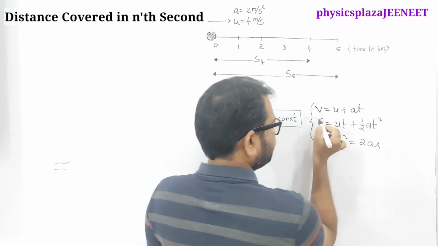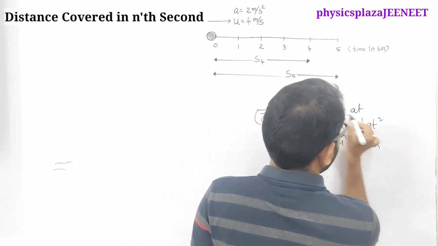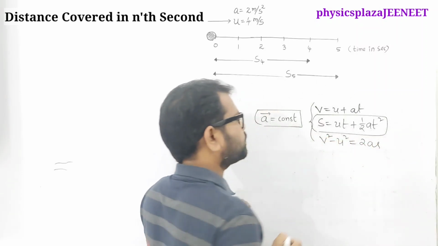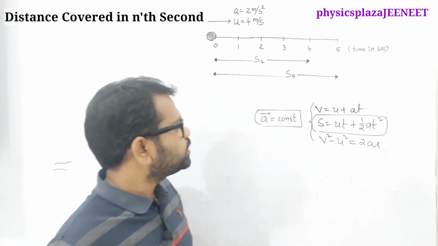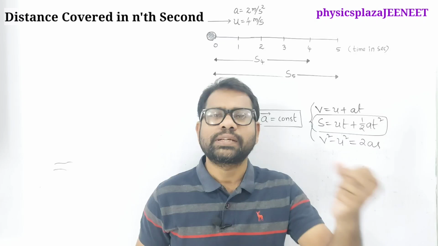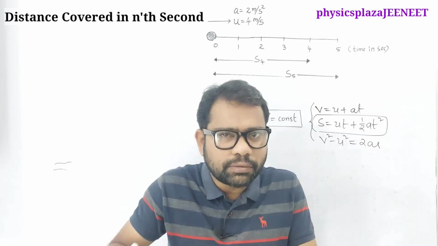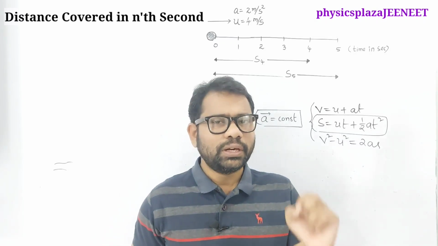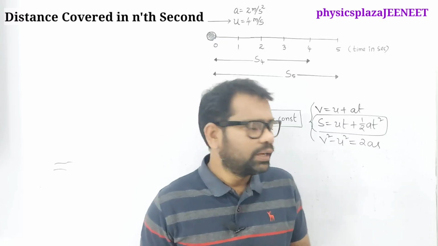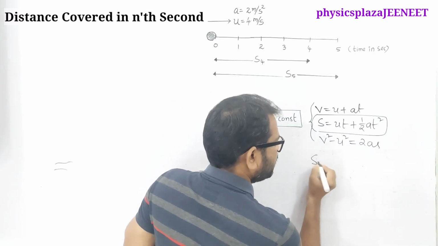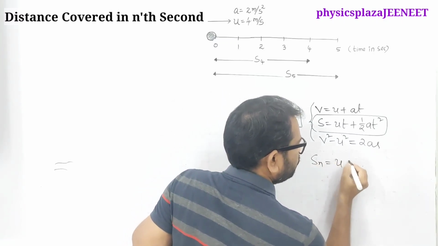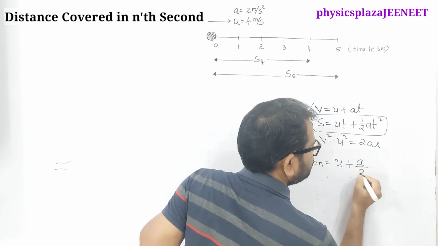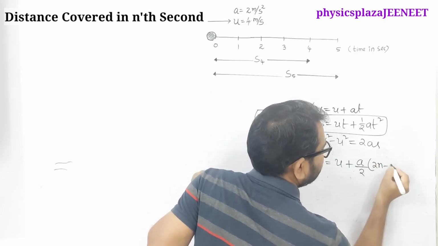You may get a doubt. Already we have a derivation, that is S is equal to ut plus half at square. It is also a formula which is used to find the distance covered only. Then what is this distance covered in nth second? Children, a small difference is there. Of course, we have the formula Sn is equal to u plus a by 2 into 2n minus 1.